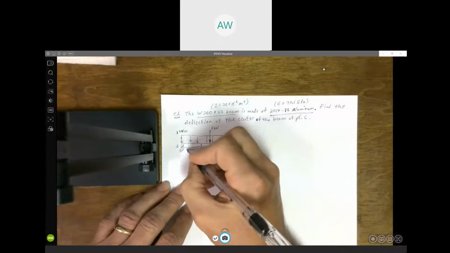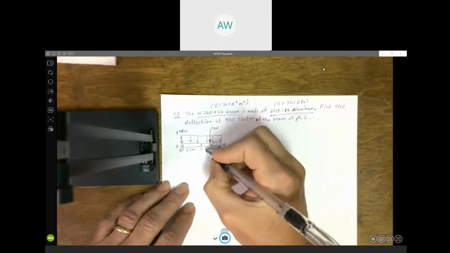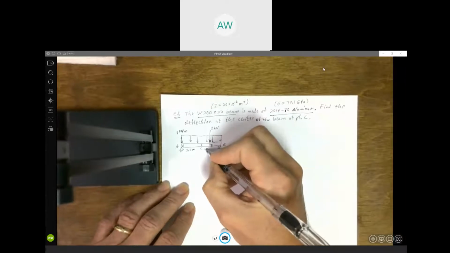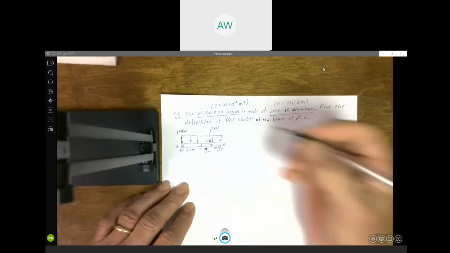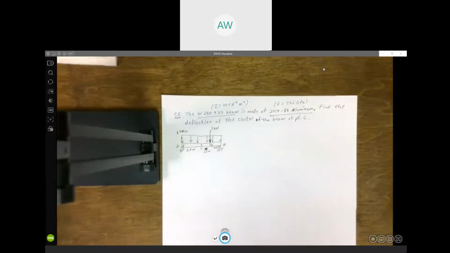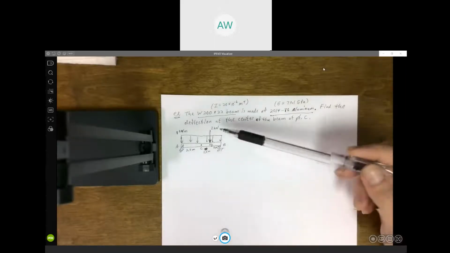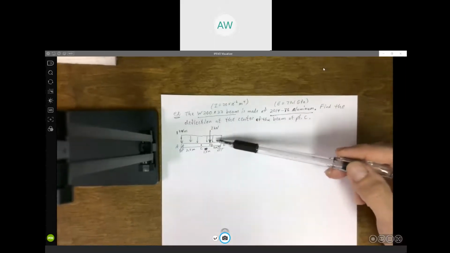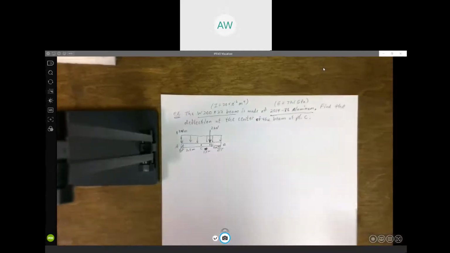And this is 2.5 meters from A to C, and then 1.5 meters and 1 meter. C's right in the middle. It's a 5-meter long beam. Point C is right in the middle, 2.5 meters on either side. And then we've got the distributed load, and then this concentrated force applying 1 meter from the right end.